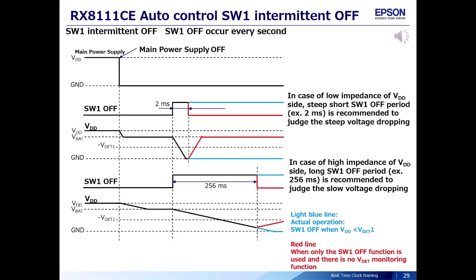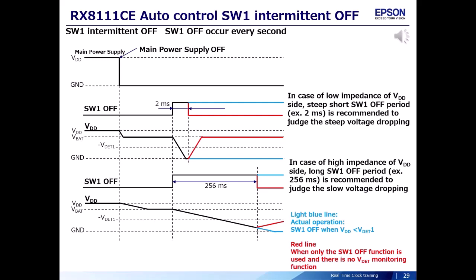In case of low impedance of the VDD side, a short switch off period, for example 2 milliseconds, is recommended to judge the steep voltage dropping. In case of high impedance of the VDD side, a long switch 1 off period, for example 256 milliseconds, is recommended to judge the slow voltage dropping.